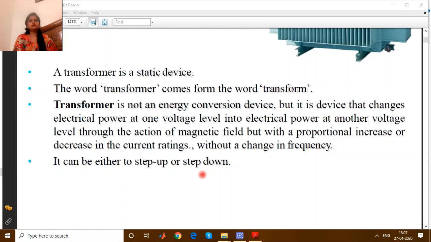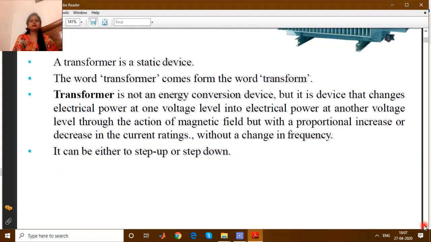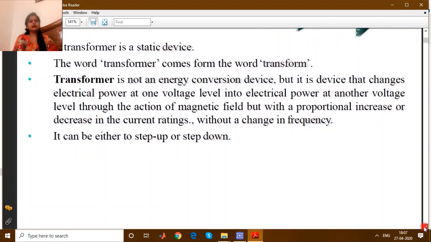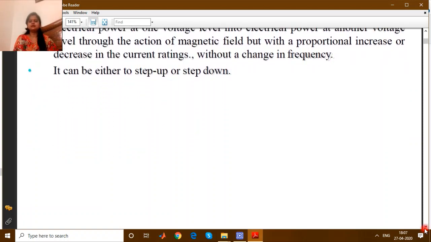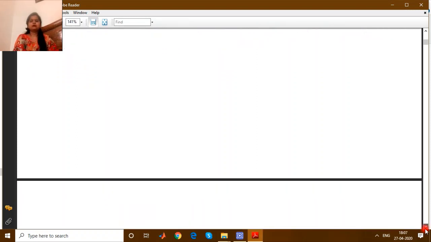Or if we want to get a low voltage level, then we can use a step down transformer, right? So a transformer is basically a static device because there is no rotating part in it. That's why it is called a static device, and it is used to transform electrical energy from one voltage level to another voltage level. This is the very basic of the transformer. Now we'll discuss the working principle of the transformer.